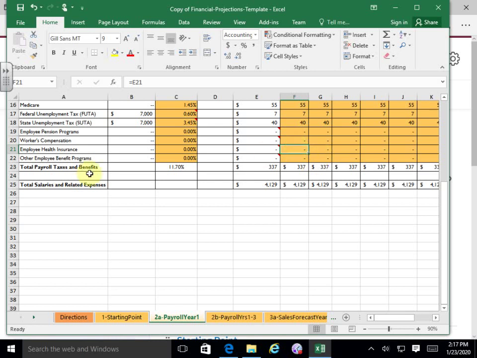Okay. Other employee benefit programs, if you were going to do a 401k, which would not be unusual, you might do something like that. Generally speaking, what companies would do is they'll do a match. So I'll match you 100% up to 3% of your salary. So I'm going to do 3%, you're going to do 3%. So if that were the case, I'd put 3% in there, and it would automatically calculate that for me.